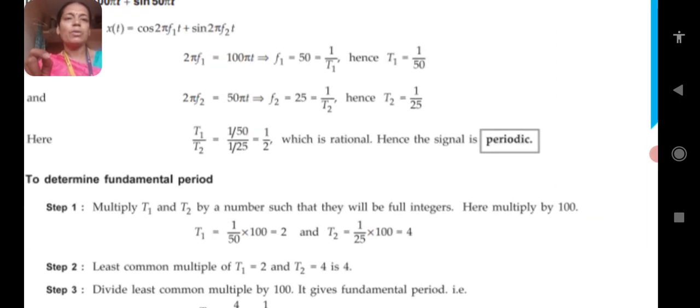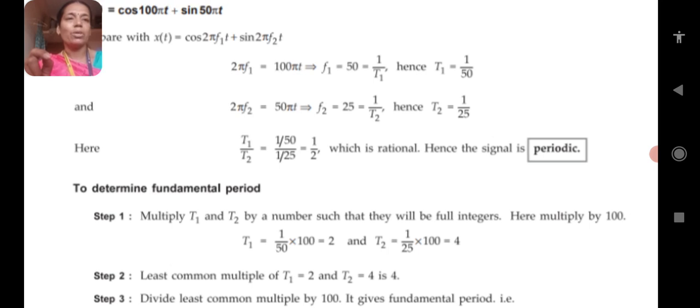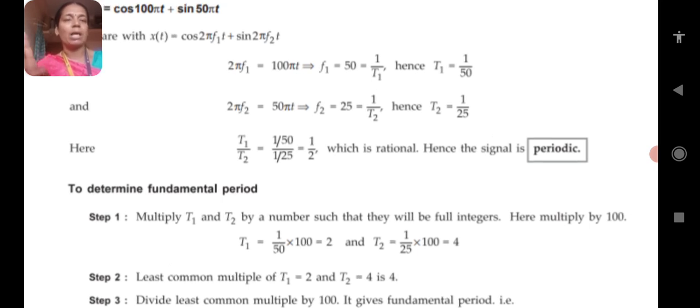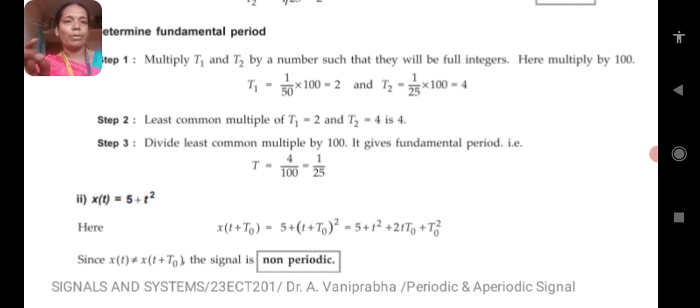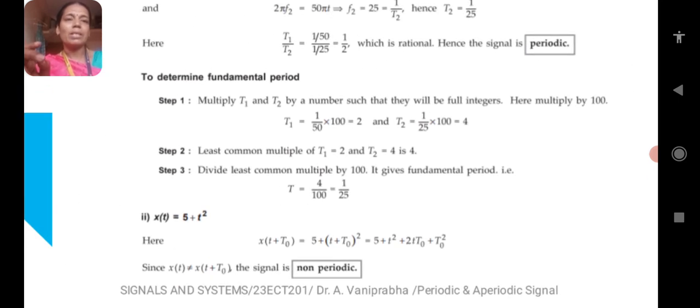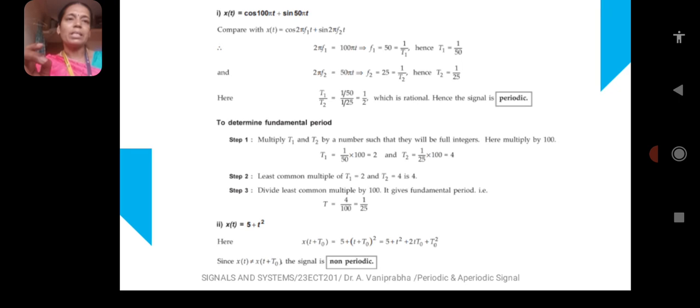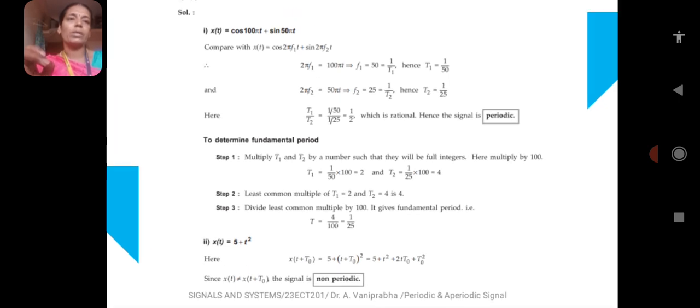Take down the answer. This will be useful for you to verify whether what you get is correct or not. The answer for the first problem is periodic and the second problem is non-periodic. You calculate the fundamental time period. From the fundamental time period itself, you can conclude whether the given signal is periodic or not.